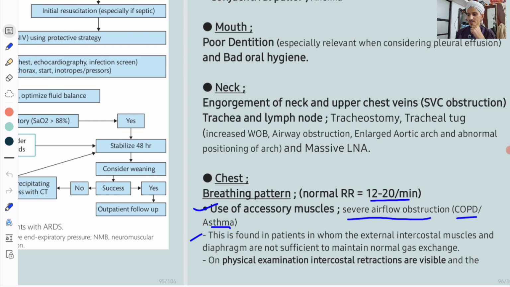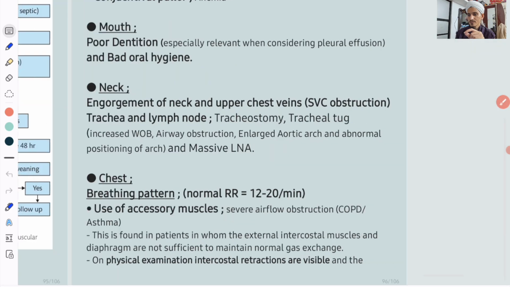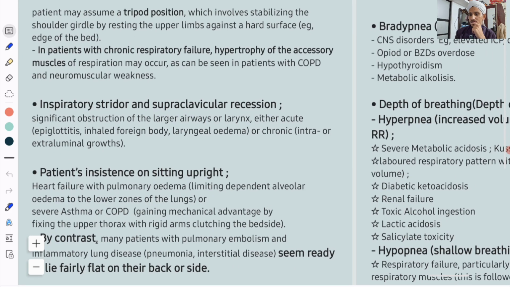This is found in patients in whom the external intercostal muscles and diaphragm are not sufficient to maintain normal gas exchange. On physical examination, intercostal retractions are visible. That is also a pointer towards severe dyspnea. Patient may assume a tripod position. What is tripod position? It involves stabilizing the shoulder girdle by resting the upper limbs against a hard surface. Patient sits like this on the bed. This is tripod position. By this, he gets some mechanical support to the respiratory system, and he feels somewhat relief in the respiration.